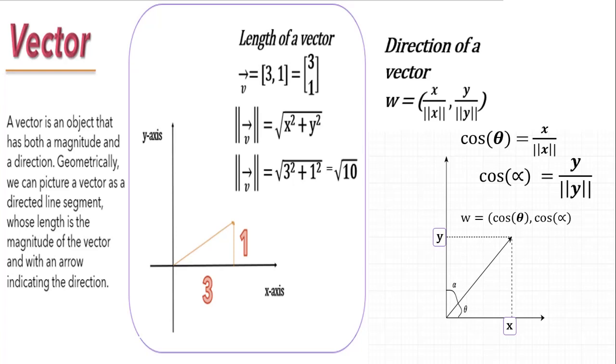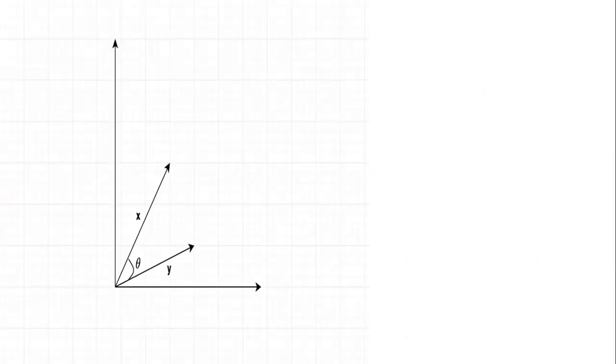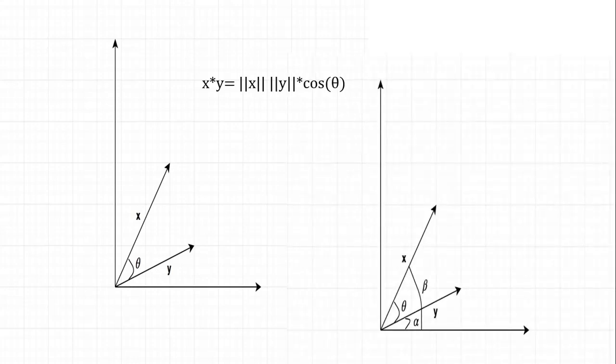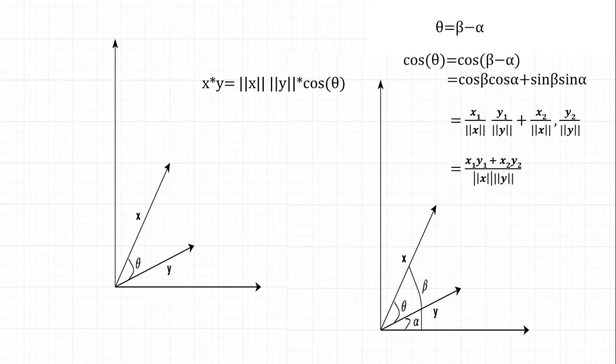Now we have the dot product of two vectors. Let's say we have two vectors x and y as shown on the screen, and we have to find out how these two vectors are related to each other. The formula for finding the dot product will be norm of vector x into norm of vector y into cos theta. Now by looking at the figure, we can see that theta is equal to beta minus alpha. Then we get cos theta is equal to cos of (beta minus alpha).